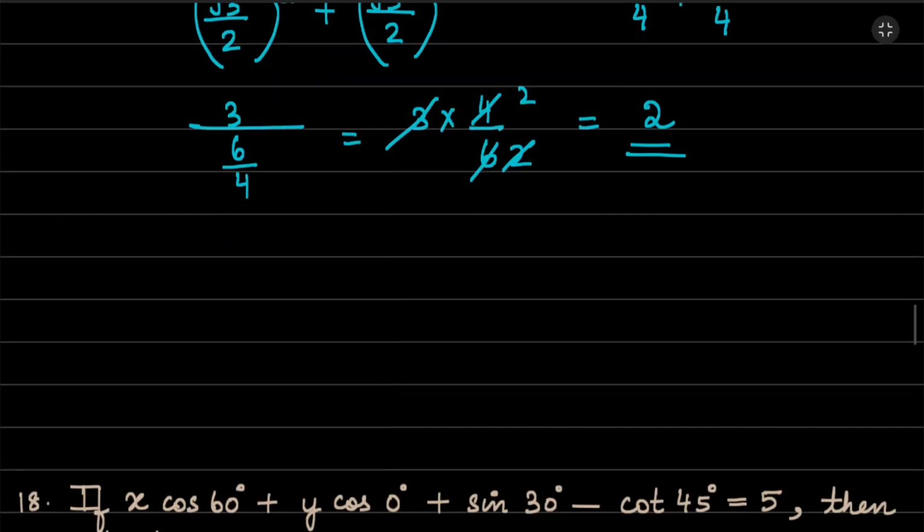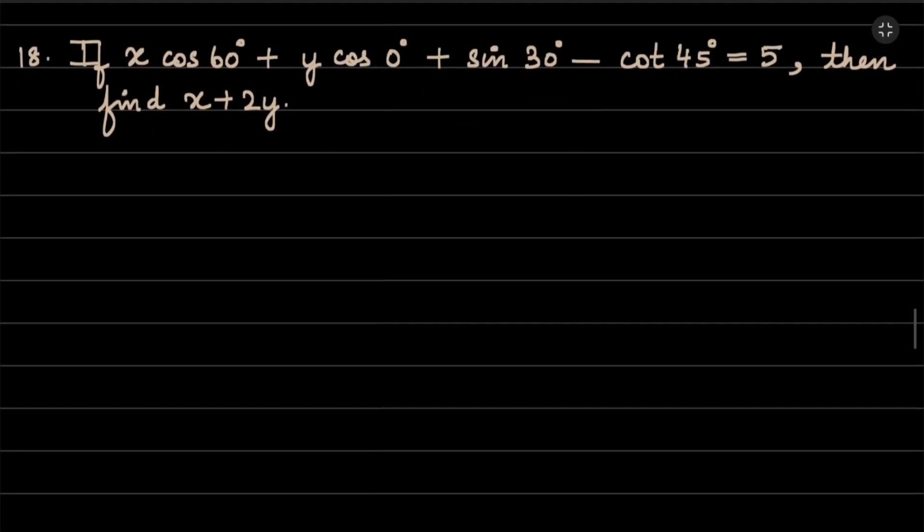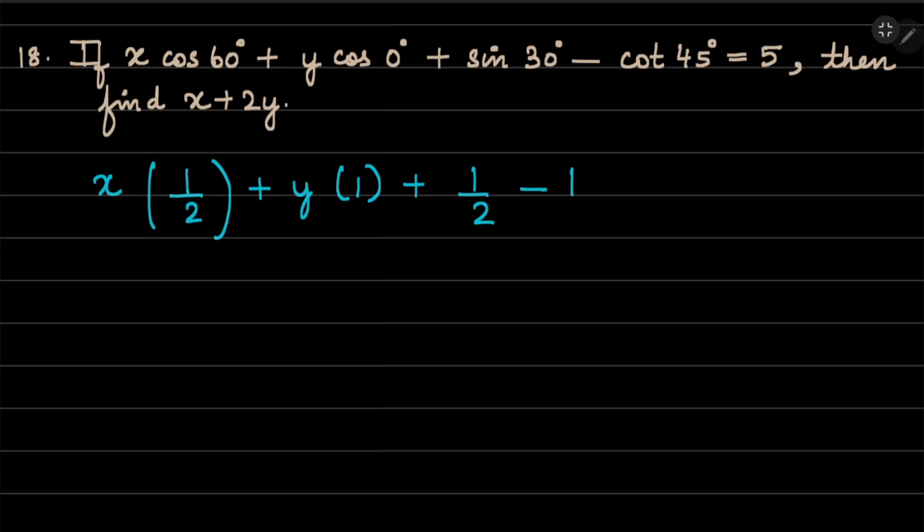Let's move on to the 18th question. If x cos 60 plus y cos 0 plus sine 30 minus cot 45 equals 5, find x plus 2y. Let's substitute the values: x multiplied by cos 60, which is 1 by 2, plus y multiplied by cos 0, which is 1, plus sine 30, 1 by 2, minus cot 45, which is just 1, is equal to 5, as given.